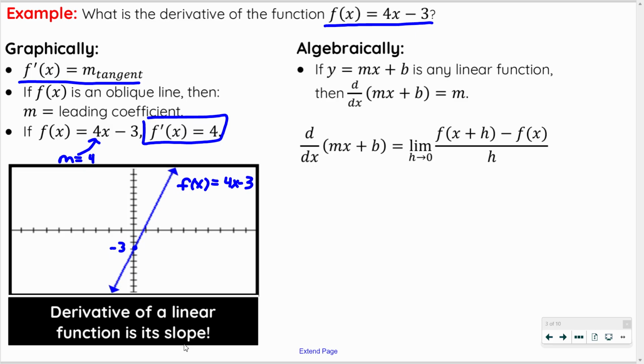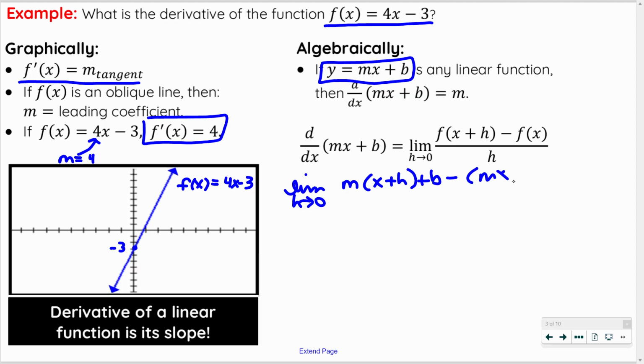Now let's look at this algebraically. Say that y equals mx plus b is any linear function, and I want to find the derivative of that. Using tangent definition number 2, the limit as h approaches 0 of f of x plus h. That's going to be m times my new x, x plus h, and then plus b, minus my function f of x, which is mx plus b, all over h.